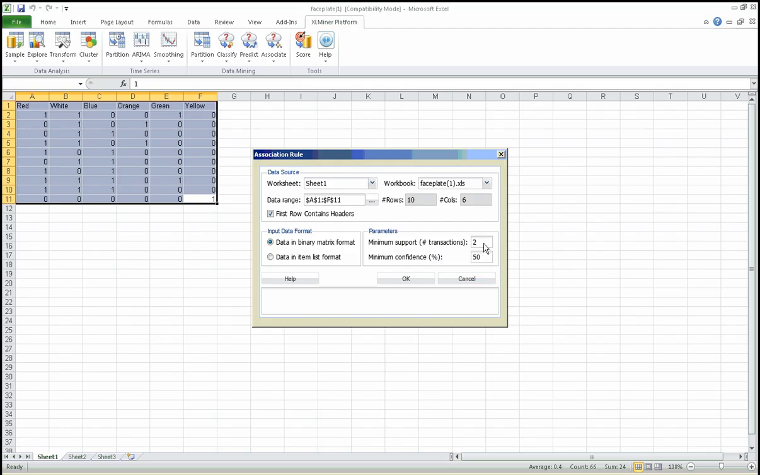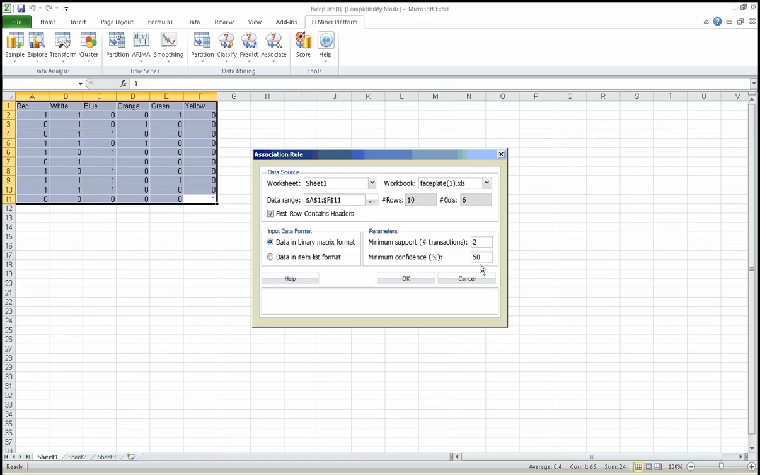XLMiner automatically picks up 20% of the transactions for minimum support, which means any rule you pick up should have a support of at least 20% of the number of transactions. Since we have 10 rows, it picks up 20%, which is 2. Then you have minimum confidence percentage, which is 50%. If you recollect, this means the probability of buying something given you have bought something else. So if X implies Y, we are looking at probability of Y given X.